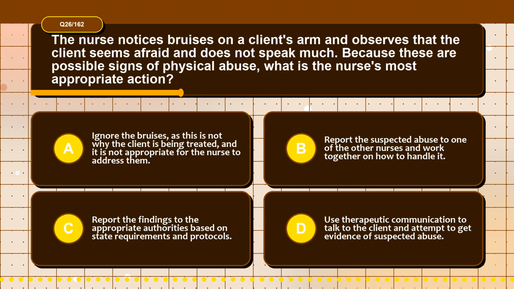Here are the options. Option A. Ignore the bruises, as this is not why the client is being treated, and it is not appropriate for the nurse to address them. Option B. Report the suspected abuse to one of the other nurses and work together on how to handle it. Option C. Report the findings to the appropriate authorities based on state requirements and protocols. Option D. Use therapeutic communication to talk to the client and attempt to get evidence of suspected abuse.